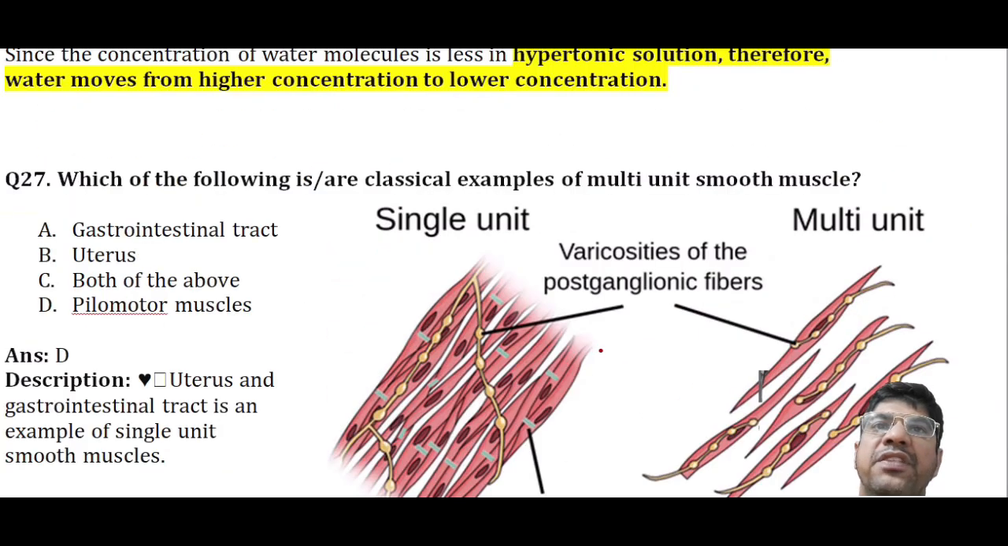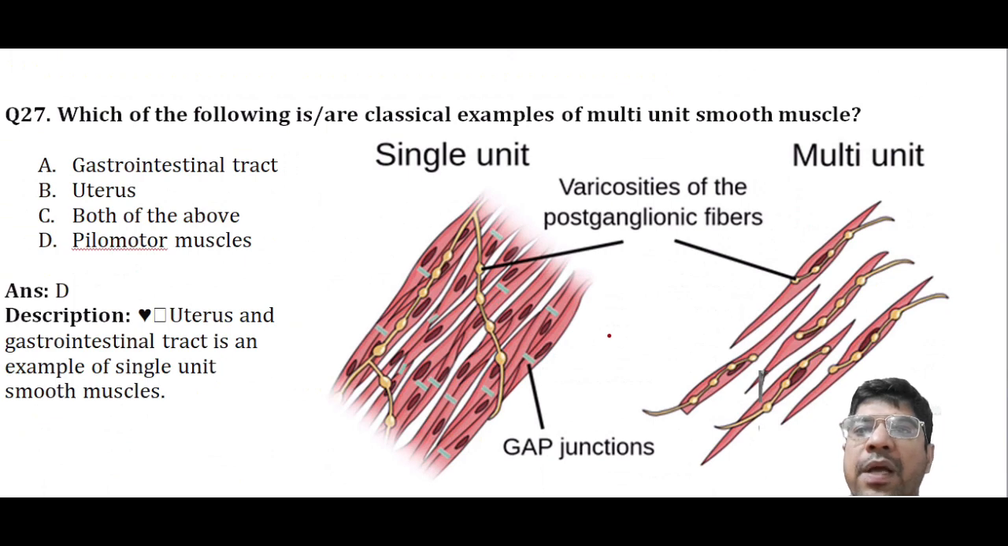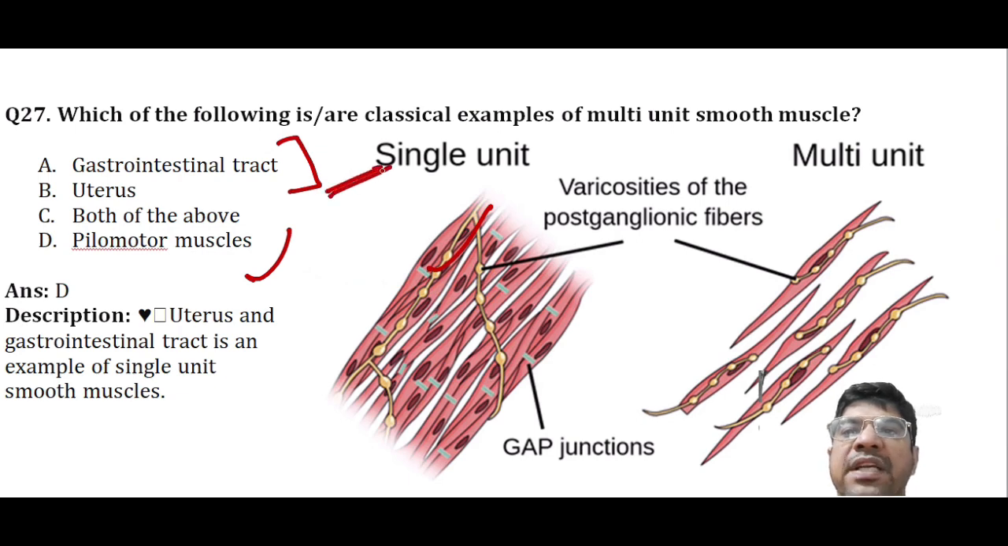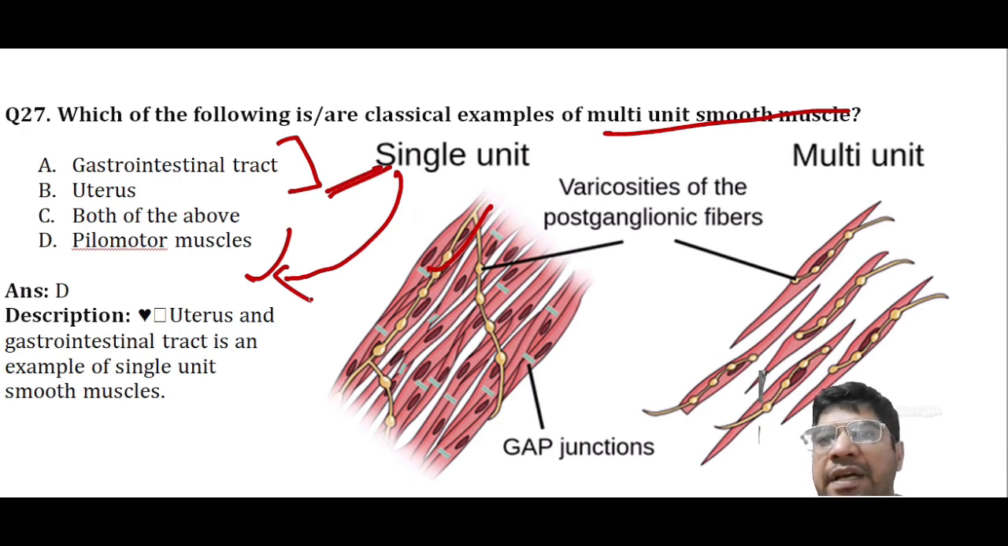Moving to the next question, which of the following is the classical example of multi-unit smooth muscle? The answer is pilomotor muscle. The uterus and gastrointestinal tract are examples of single-unit smooth muscle. The multi-unit smooth muscle is the pilomotor muscles. Pilomotor muscles are responsible for causing hair to stand on end, like goosebumps. They are an example of multi-unit smooth muscle.